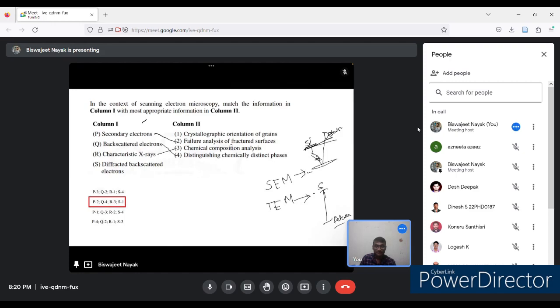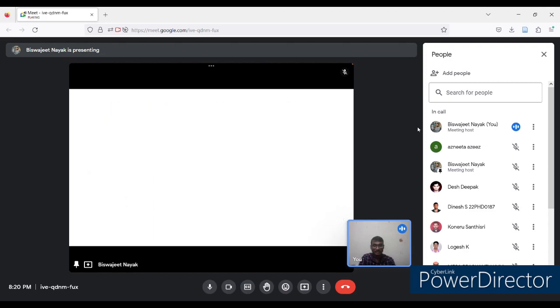And diffracted backscattered electrons help in finding out the crystallographic orientation of grains. So yeah, this is it.